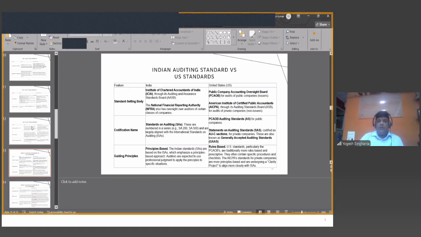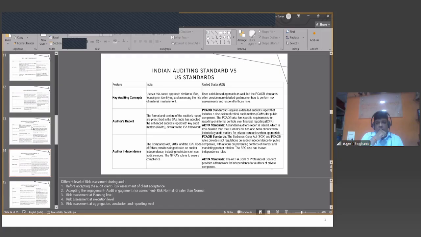Guiding principles: Indian accounting standards and IFRS accounting standards are mostly principle based, whereas US accounting standards are more rule based. The former are more flexible and more judgmental, whereas in the United States, even the thresholds are defined wherever judgment needs to be used. So they are more rule based standards.